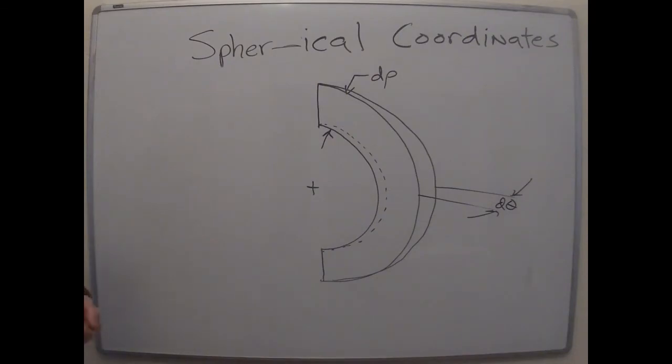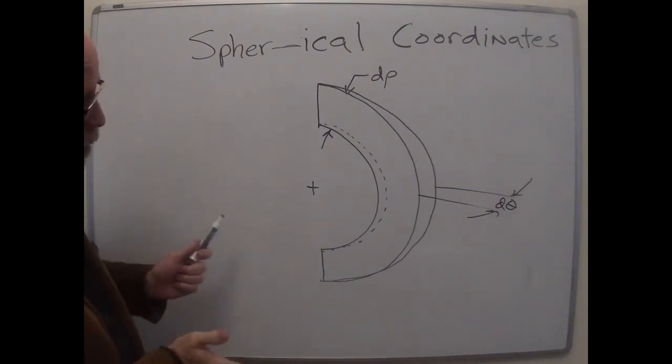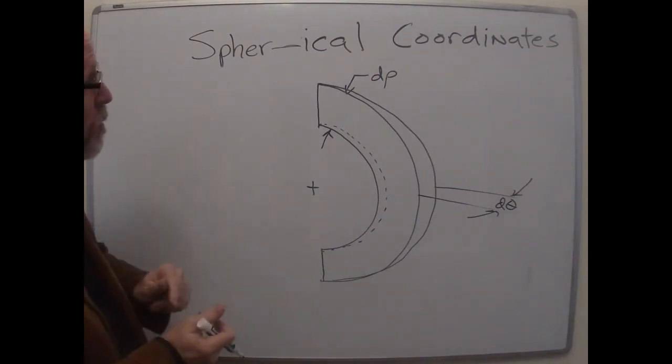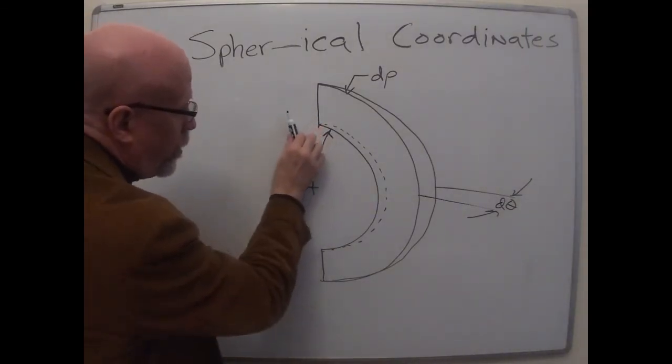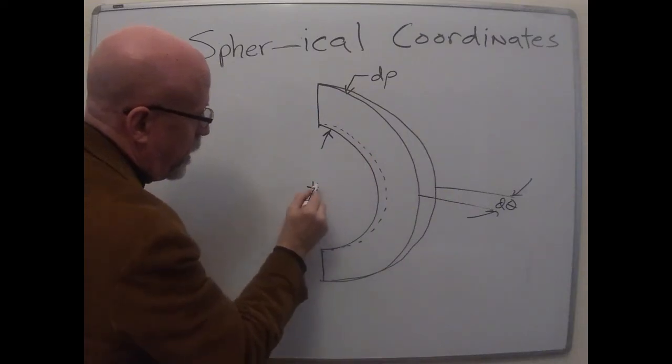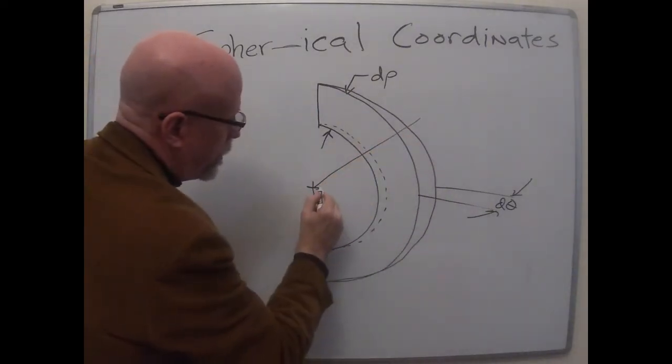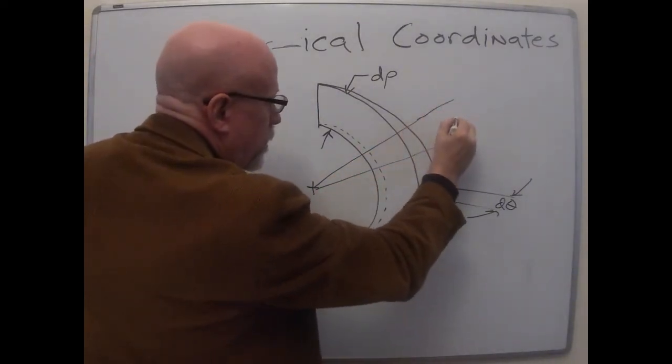If I want to get a differential volume now, I've also got to throw in a small change in phi. Now phi is an angle that comes from the North Pole down to a particular location, and then a small change in it would be something like that. So that would be a d phi.